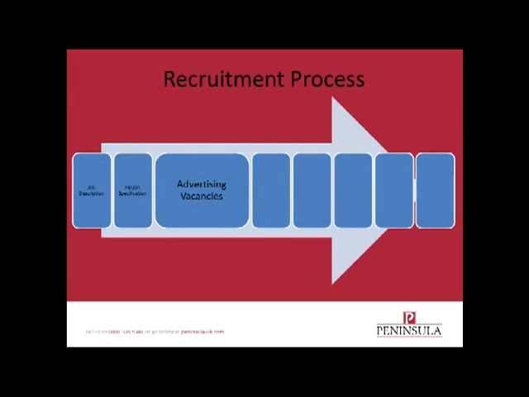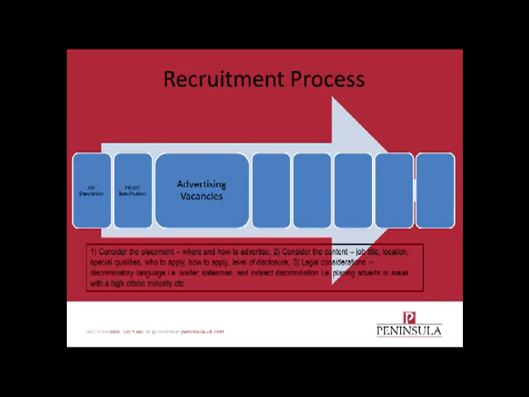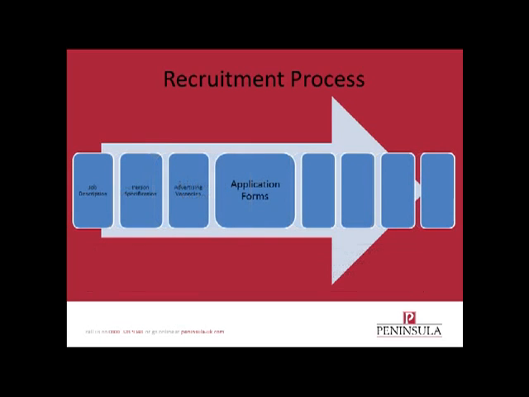So we've gone through the job description, the person specification and the advertising of the vacancies. And remember, consider the placement, where and how to advertise. Consider the content: the job title, location, special qualities, who to apply to, how to apply and level of disclosure. Consider the legal considerations. Oh, that's two words, considerations, in one sentence there. Legal considerations: discriminatory language, i.e. waiter, salesman, and indirect discrimination, placing adverts in areas with a high ethnic minority, etc. Just be careful of that. Be safe. So now we're going to talk about the recruitment process and application forms.